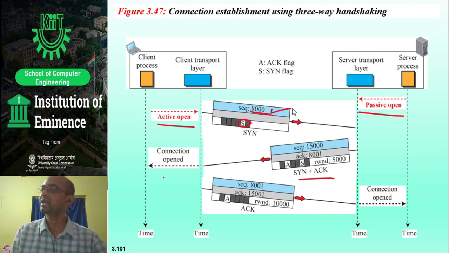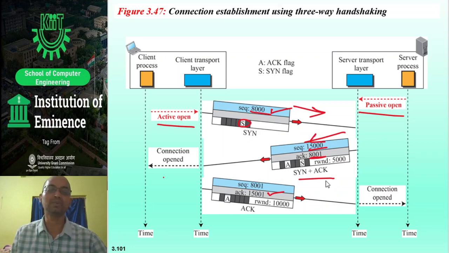That means the packet I have received is 8000. I am expecting 8001 next time from you. That is the objective of this acknowledgement. And this sequence number is 15000. So the client will send 15001, meaning I am expecting 15001 next time. So this is called three-way handshaking. This is the sync message, this is the sync and ACK message, and this is the acknowledgement message, three-way.